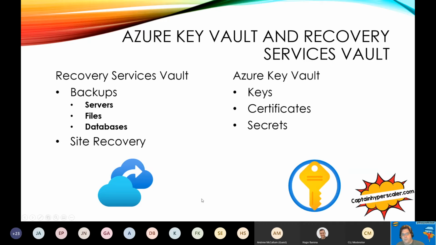Recovery Services Vault, I kind of lumped both of the vaults together, but Recovery Services Vault is a little bit different. This is where you manage all your backups of servers, files, and databases, as well as site recovery. All fall into the Recovery Services Vault. And this is a key. We talked about this when we were talking about IaaS services a couple weeks ago. These are key to understand, especially site recovery for the 304 exam.